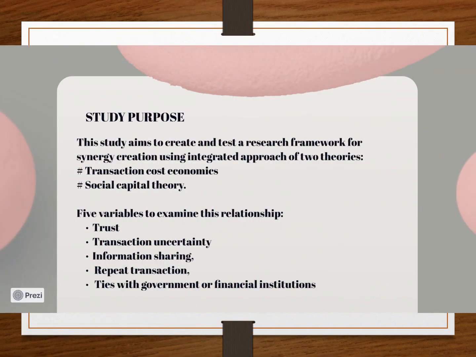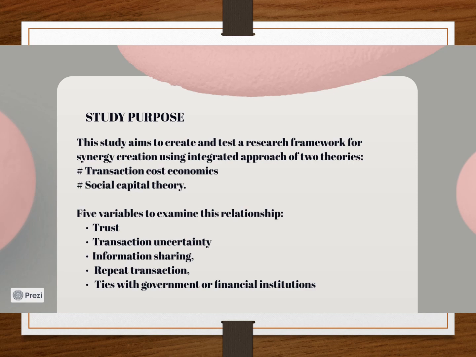In the following slide, we explain the purpose of the study. The purpose of the study is to evaluate how two theories, transaction cost economics and social capital, impact synergy creation in the context of Chinese business networks. Particularly, the study was conducted on 108 companies based in Hong Kong. After the purpose of the study, we will also go through the hypothesis and the findings of the paper.